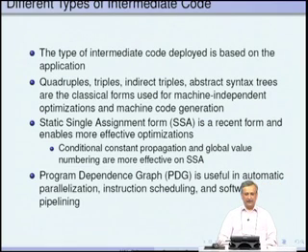There are different types of intermediate code. It is not that the same intermediate code can be deployed in every application. So, it depends on what type of application we have in mind when we design the intermediate code. For example, quadruples, triples, indirect triples, abstract syntax trees, these are some of the classical forms of intermediate code which are machine independent, and then these can be used for machine independent optimization and also for machine code generation. That is fairly easy. These are very well known and they are used in almost every compiler.